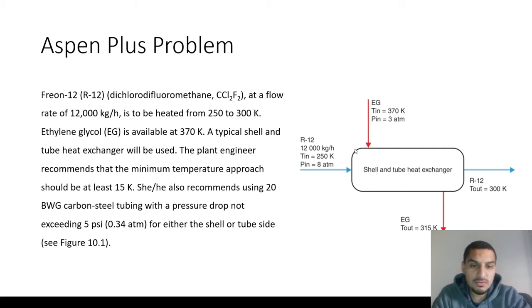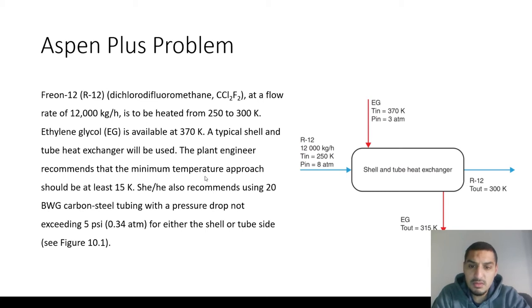We have flow rate of 12,000 kilograms per hour. The temperature is 250 Kelvin and the pressure is 8 atmosphere. And we want it to reach 300. So we are heating it, increasing the temperature by 50 degrees. And we are using ethylene glycol available at 370 degrees Kelvin and 3 atmospheres.